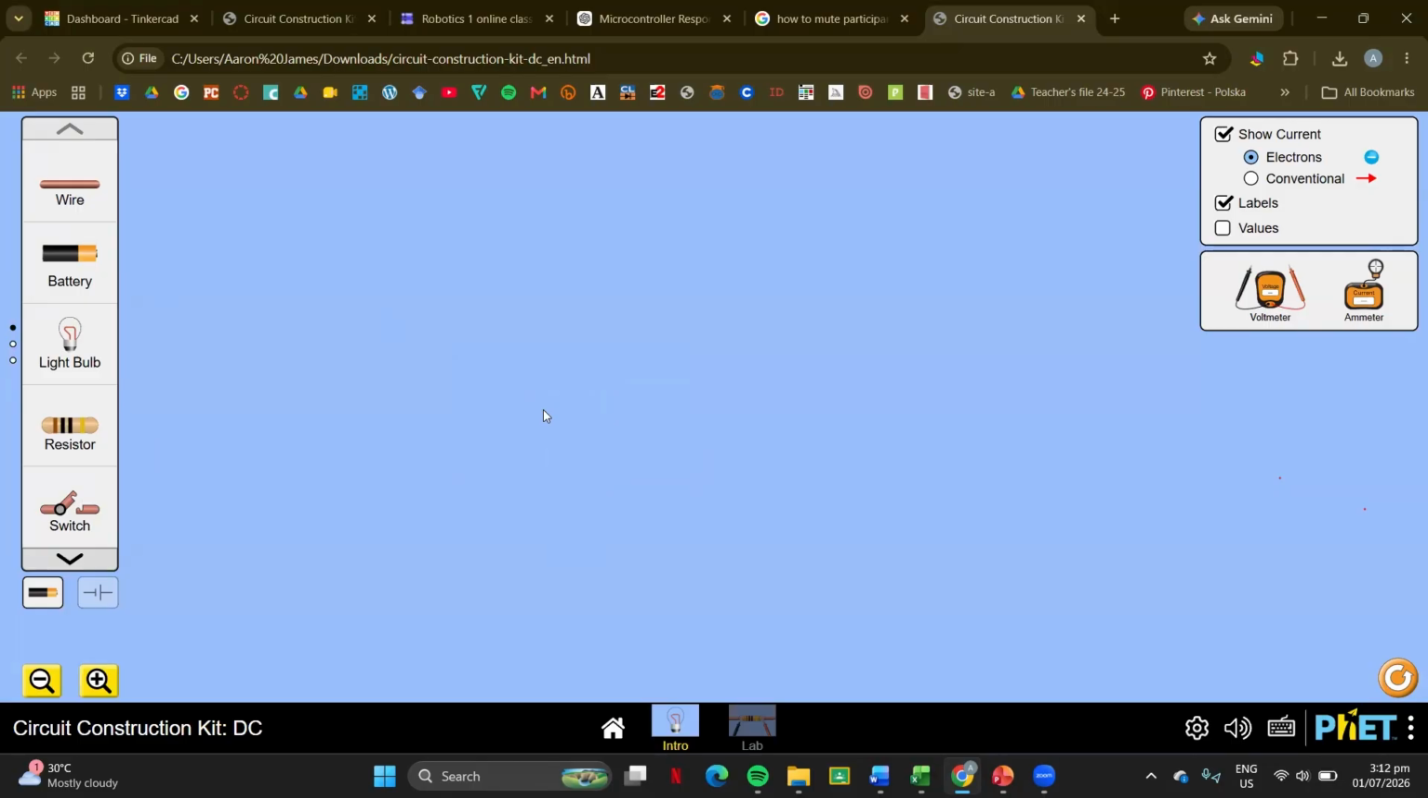This simulation is useful for building circuits. Right here on the left of your screen, you can see the different components of a circuit, right? So you have some wires. These are your connectors, your conductors, and you have some battery. Here is your power source. Light bulb. Light bulb is one of your electrical loads. So it uses your electrical energy and transforms it into other forms, right?